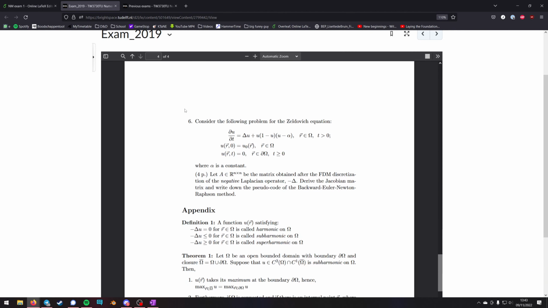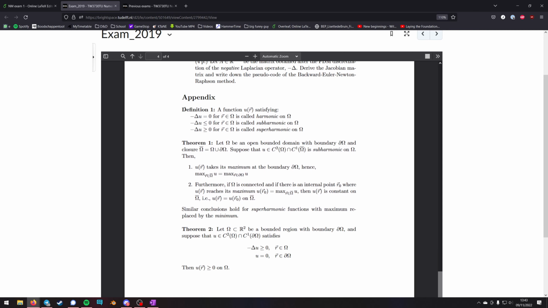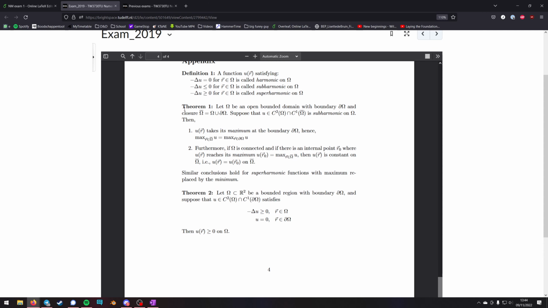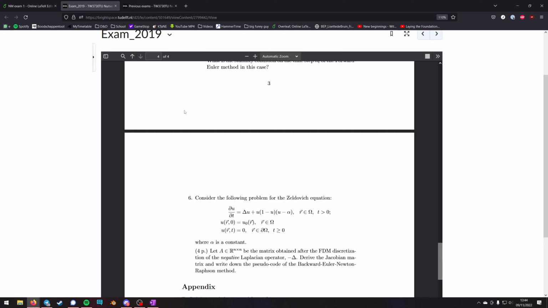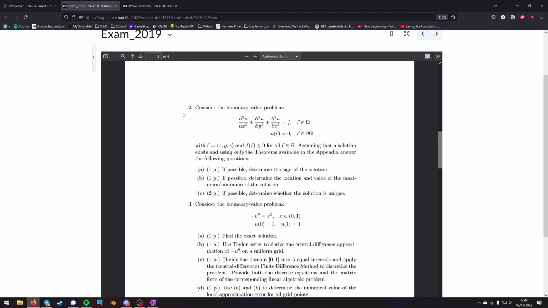How many questions are there? Oh, 6. What? They just give us theorems and definitions? Yes, please. Alright. Consider a boundary value problem.